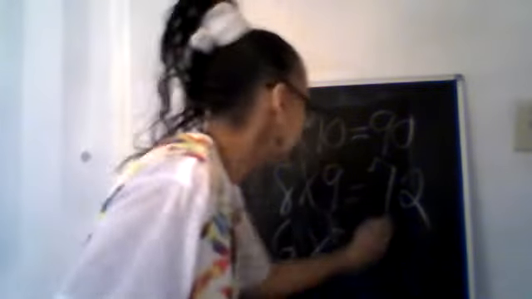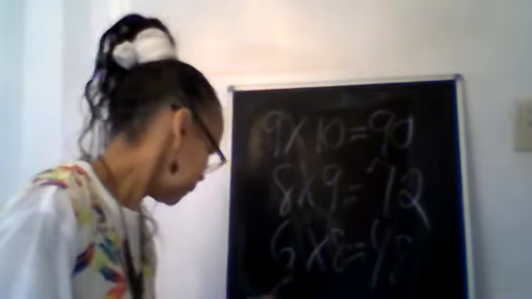We have 9 times 10 equals 90. We also have 8 times 9. 9 times 8 is 72. So we just had a single. And then we have 6 times 8, 48. And then we have 6 times 6. So 6 times 6 is 36.